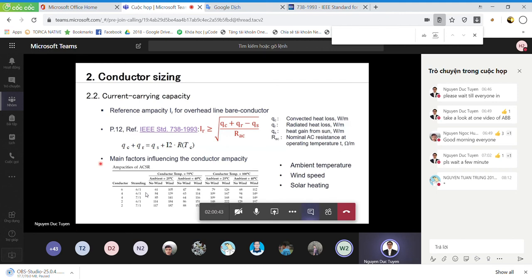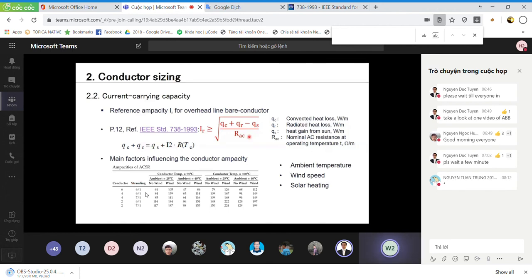So sometimes we can see the table in some standard. You can easily get the idea of what the meaning is. You're asking the question about stranding, and for my understanding, that point is how many small lines are inside the cable, right?